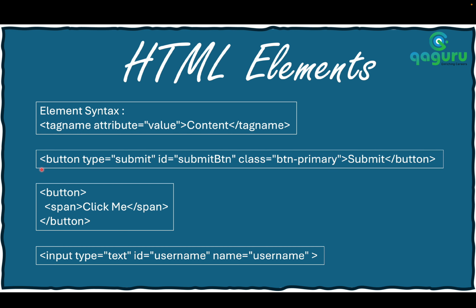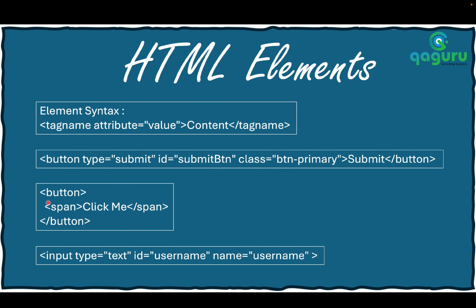Now take an example here. There is a button element. It starts with an opening tag button and it has some attributes. Type is an attribute and submit is its value. An attribute always comes as a key value pair. So here ID is an attribute and submit button is a value. Class is an attribute, btn primary is its value. Now submit is the content of this element, and there is a closing tag /button.